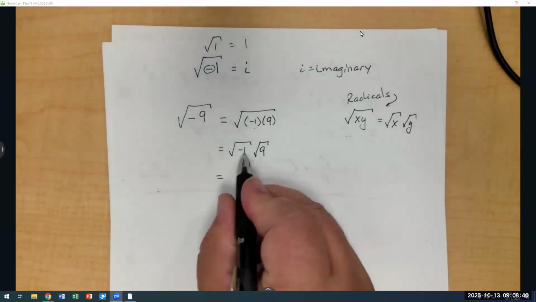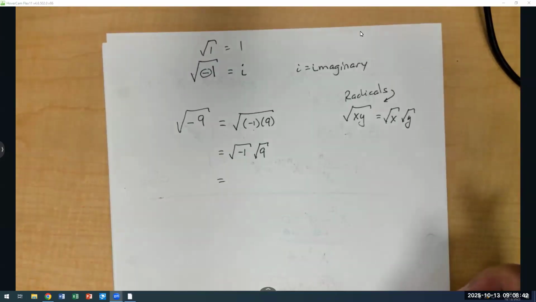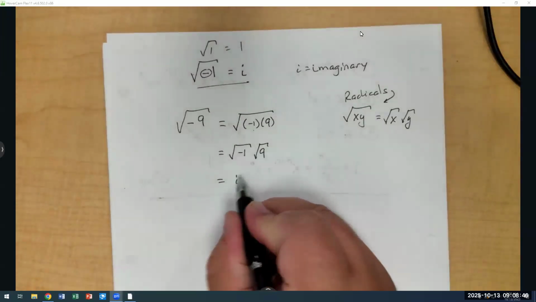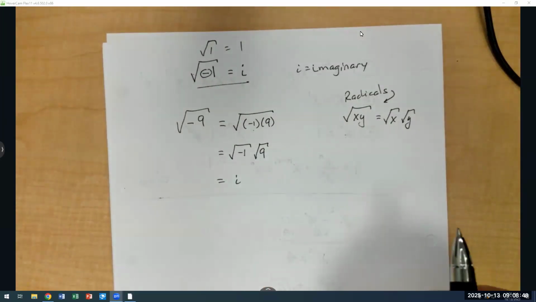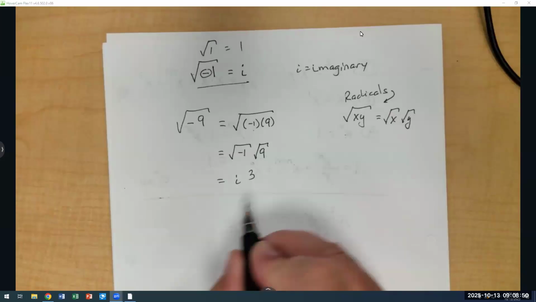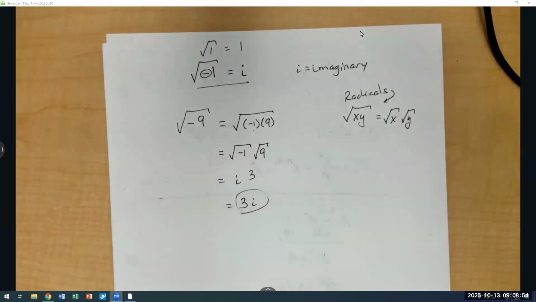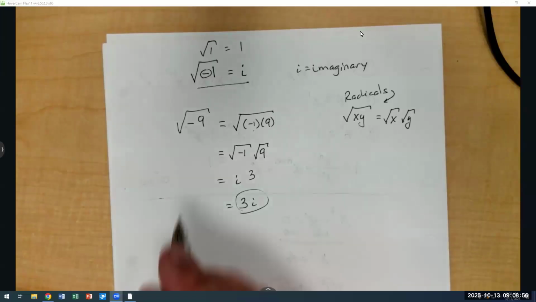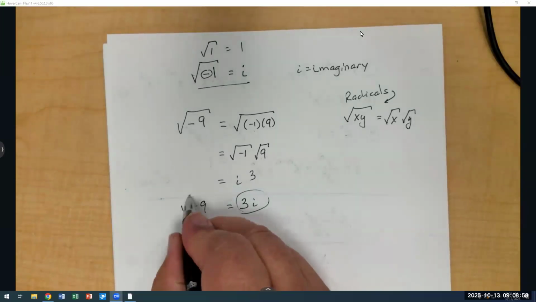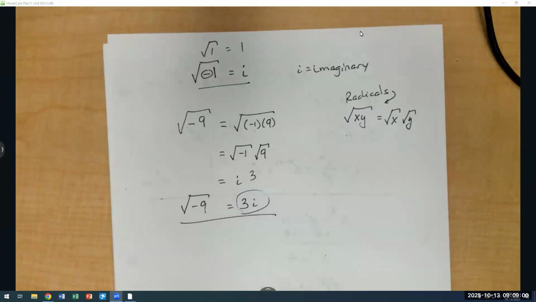So what is the square root of negative 1? Square root of negative 1 is i. What's the square root of 9? 3. So the answer is 3i. The square root of negative 9 is 3i.